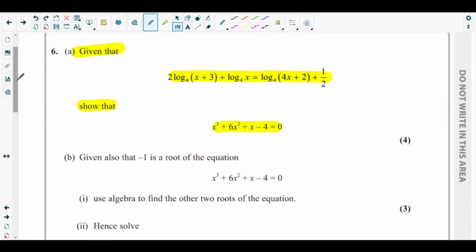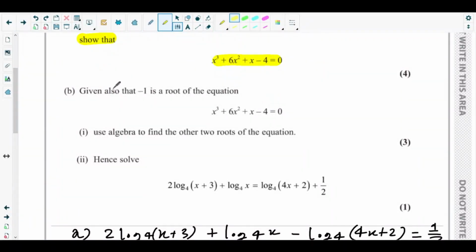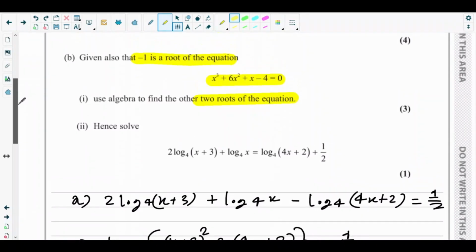Okay, next is part B. In part B, given also that -1 is a root of the equation x cubed plus 6x squared plus x minus 4 equals 0. So this, we know one of the roots of the cubic equation we have derived in part A. Part B asks to use algebra to find the other two roots of the equation. That means in order to find out the other two roots, we need to factorize this cubic equation.